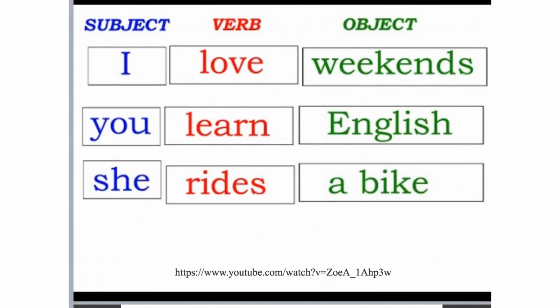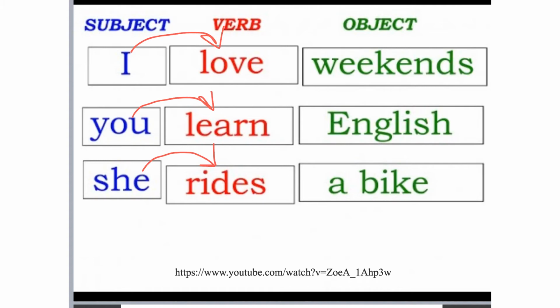The subject in general is the doer of the action of an active verb. We'll deal with active and passive much later in the course, but you can see in these examples that the subject I, the subject you, the subject she, those are the doers of those actions. Who's doing the loving? I am. Who's doing the learning? You are. Who's doing the writing? She is.